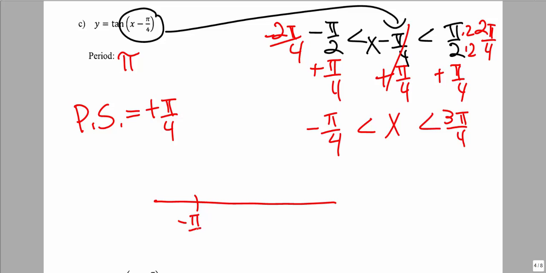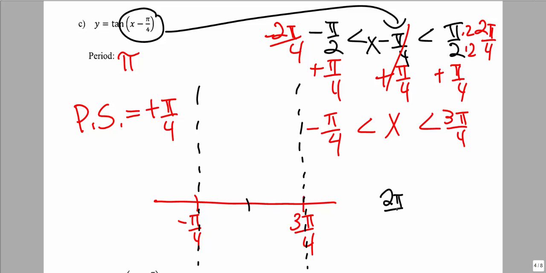So we have negative pi over 4 as our starting asymptote, and the ending asymptote will be 3 pi over 4. Let's go ahead and put in our dotted vertical lines to represent the asymptotes. And let's find the midpoints. So minus pi over 4 plus 3 pi over 4 would be 2 pi over 4. We can reduce that.